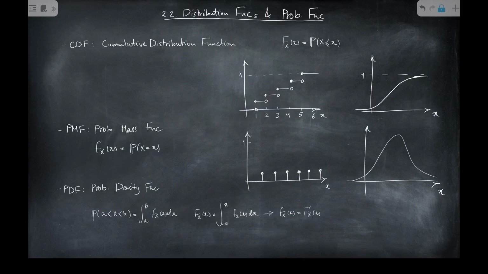Next, I'm going to talk about distribution functions and probability functions. The naming is very confusing, but if you think about the abbreviations, it's much easier. So we have CDFs, PMFs, and PDFs. Starting with CDF, it's called the cumulative distribution function, or for short, we say distribution function. So distribution functions are specific probabilities.